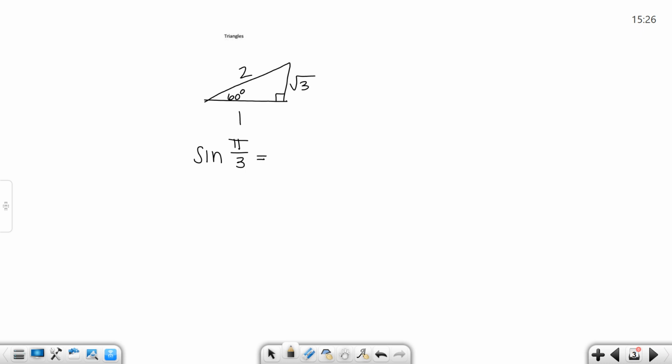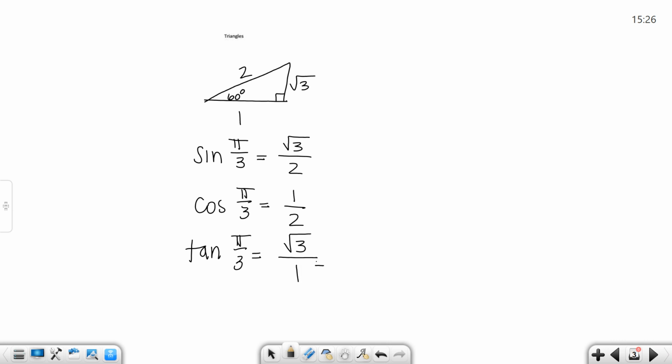The sine of pi over 3 is opposite over hypotenuse. The cosine of pi over 3 is adjacent over hypotenuse, so that would be 1 over 2. And the tangent of pi over 3 would be opposite over adjacent. And that's what that basic angle would look like. And of course that's 60. So the sine, cosine, and tangent of pi over 3 are listed there.